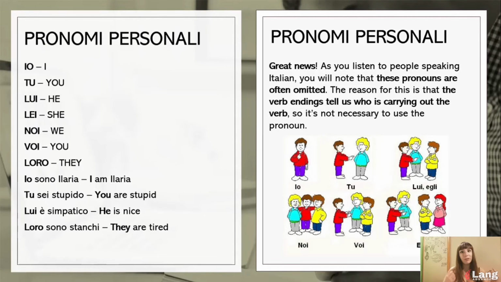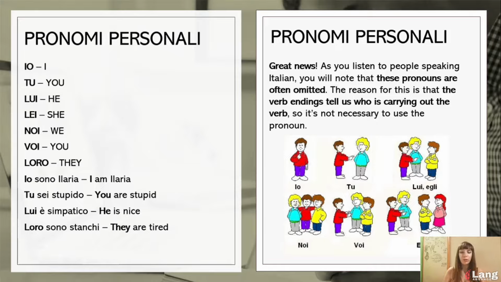So in Italian, the pronouns are these ones that you can see on the screen: io, tu, lui, lei, noi, voi, and loro. Okay, io is I, tu is you, lui is he, lei is she, noi is we, voi is you, plural, and loro is they.